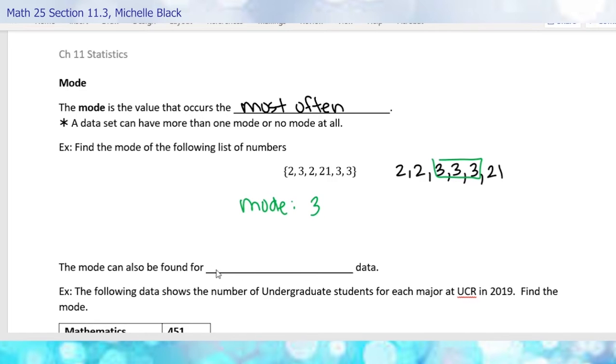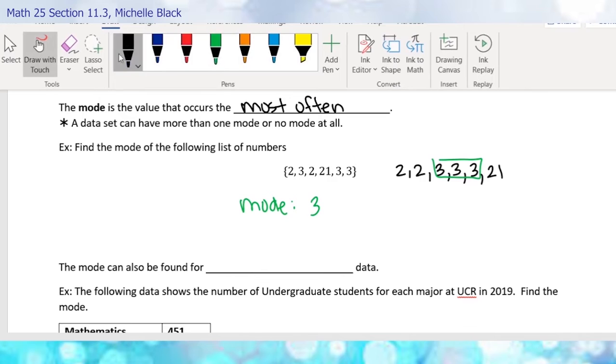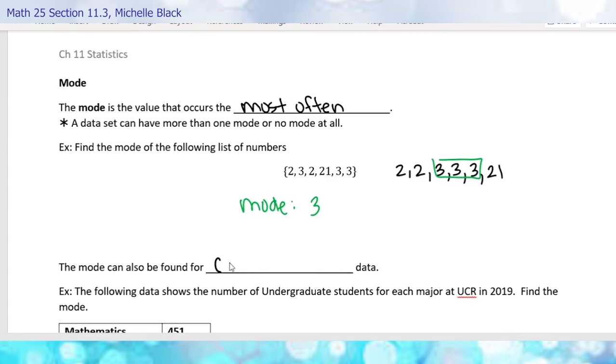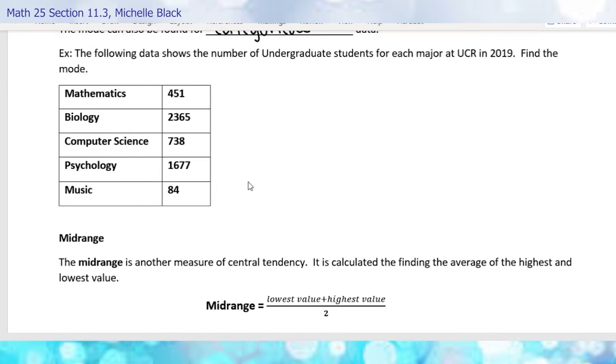Now, your mode can also be found for categorical data. It doesn't just have to be numerical. The following data shows the number of undergraduate students for each major at UCR in 2019. Find the mode.